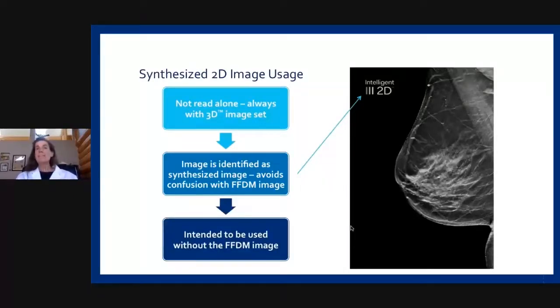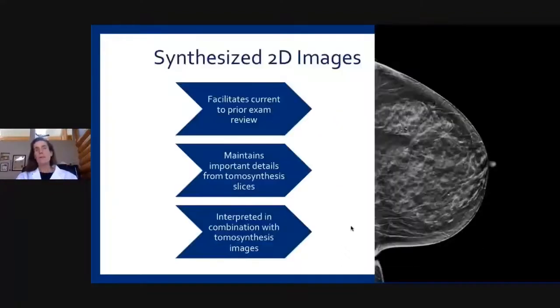And the idea is we use the synthetic view instead of the full field digital mammogram. And the reason is it allows us to compare current and priors, and it's going to give us the important details from our tomosynthesis slices. And again, we use them together. The synthetic view and tomosynthesis view, we use together.